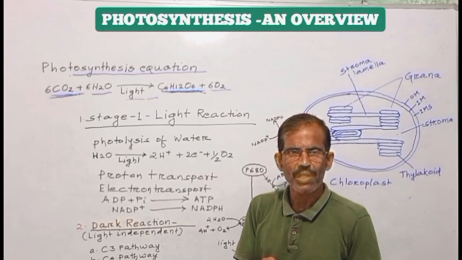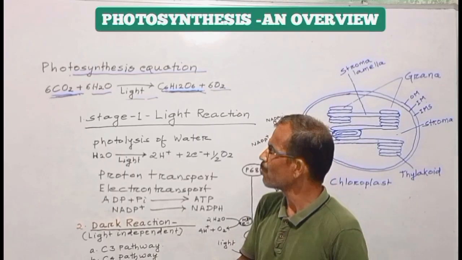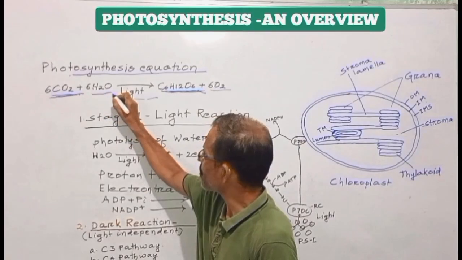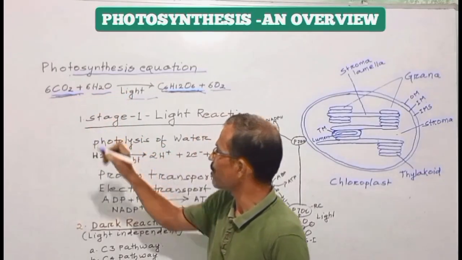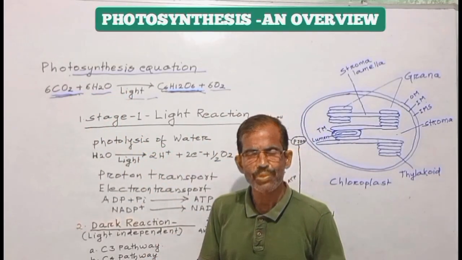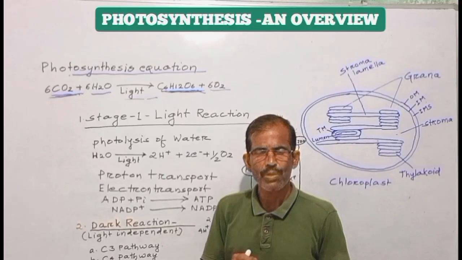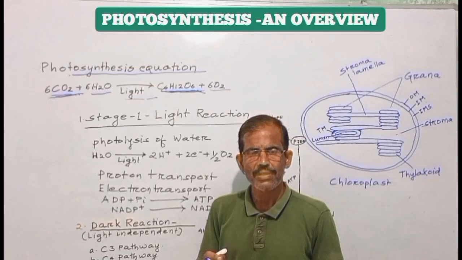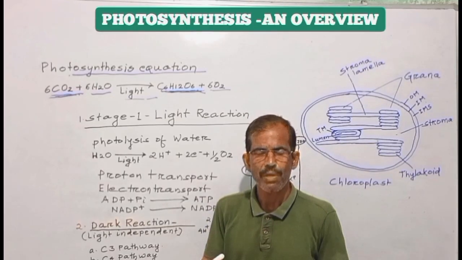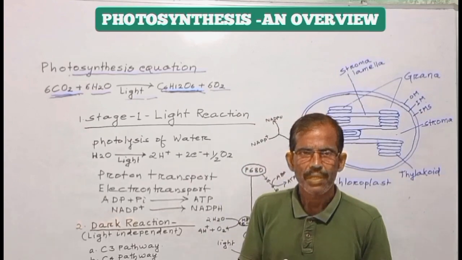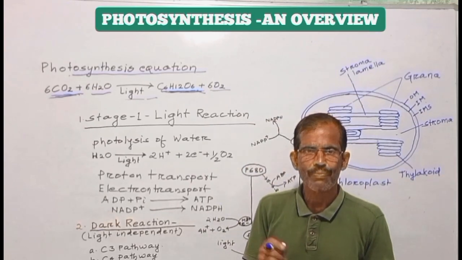Photosynthesis is an oxidation-reduction process in which water is oxidized but carbon dioxide is reduced. Because in this process, carbon dioxide is fixed in the form of simple sugar, it is also known as carbon fixation.